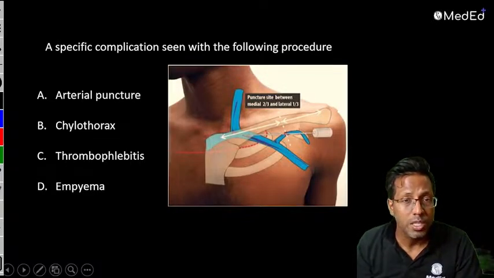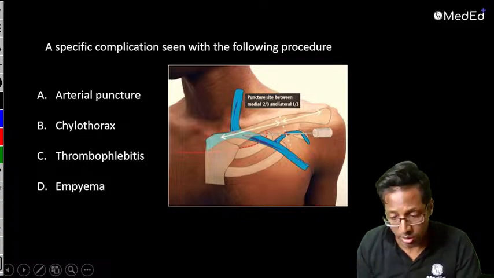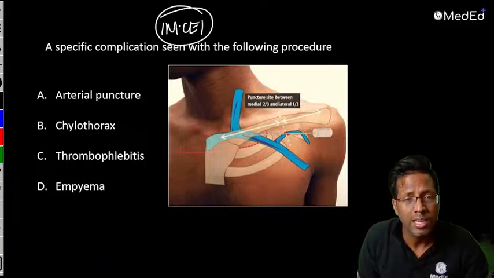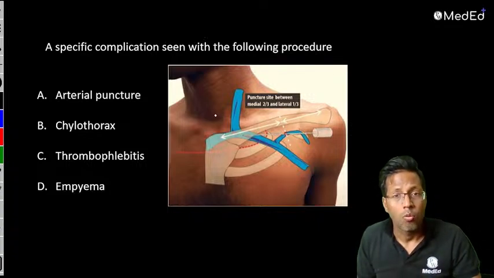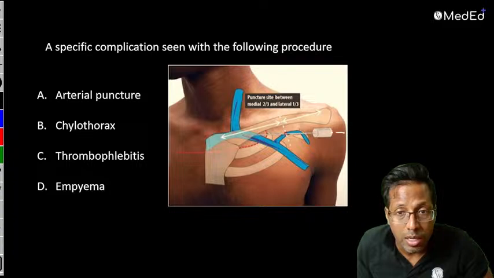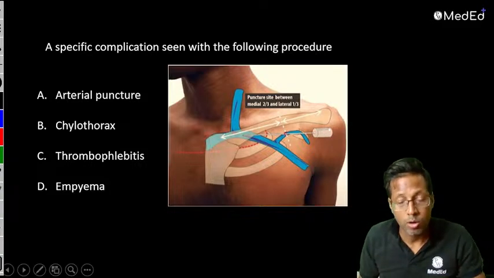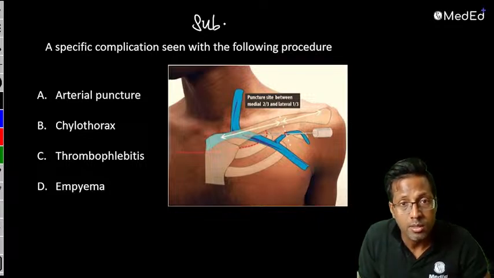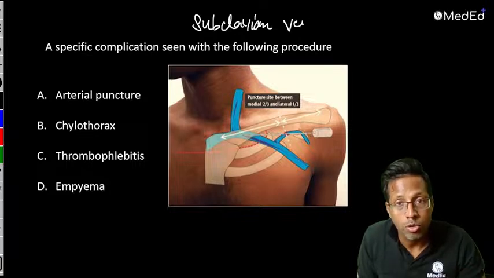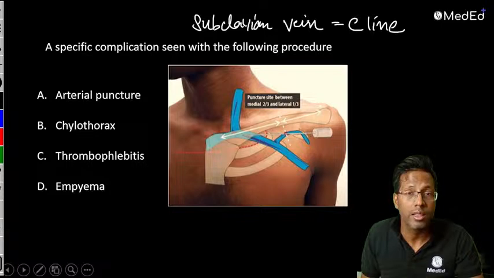Going forward, specific complications seen with the following procedure. Yes guys, again important question. This was an INI-CET question. Okay, same image based question. Now what is the procedure that you can see? So you can see that someone is inserting a cannula over here into the subclavian. If you are putting a cannula into the subclavian, it means it is a subclavian central line, right? It's a vein, na? It's not an artery. It's shown in blue color. So it's a subclavian vein, and you are going to put a central line or a central venous catheter.